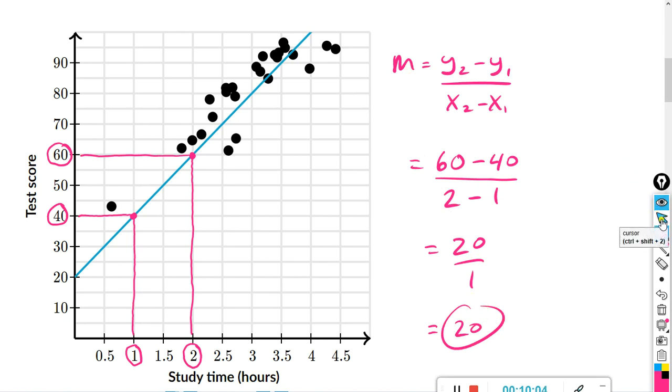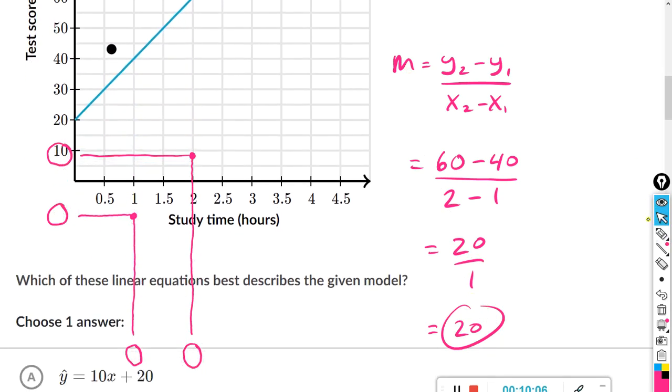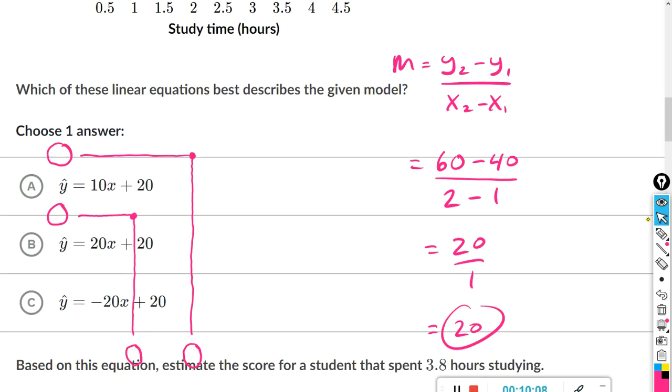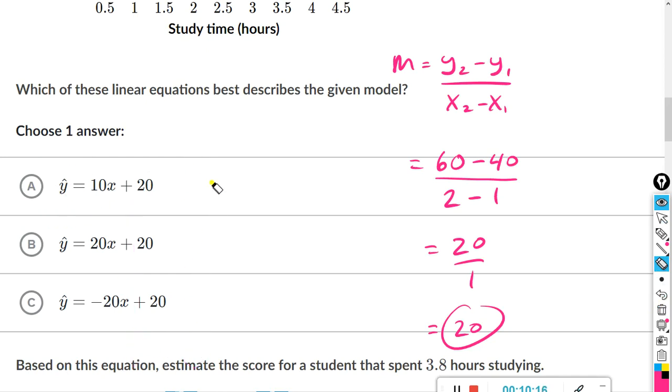Remember, that's the number multiplied by x. We got lucky this time. There's only 3 choices. As you can see, only one of them has a slope of 20. This one, the slope is 10. This one, the slope is negative 20. So it has to be answer B.